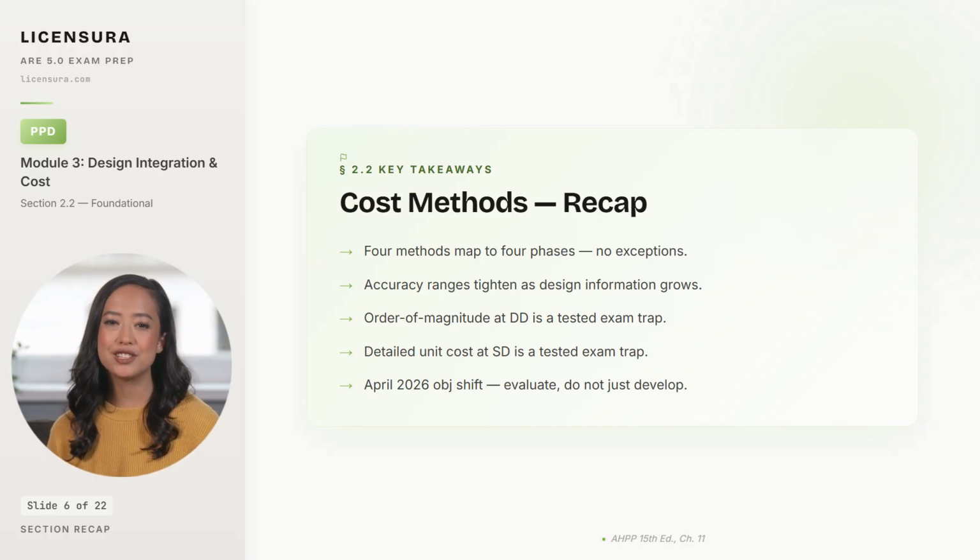Order of magnitude estimating at design development is a tested exam trap because by DD you have enough detail to do better, and using a sloppier method is a professional failure the exam treats as an architect liability issue. Detailed unit cost estimating at schematic design is the symmetric trap. There is nothing to count at SD, so the precision is fake.